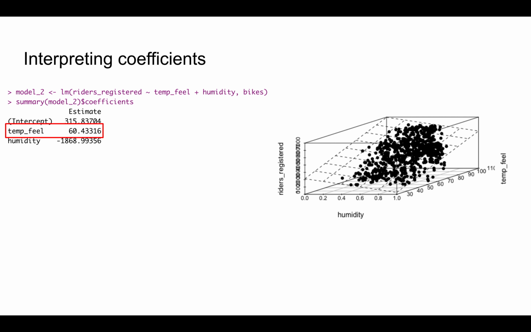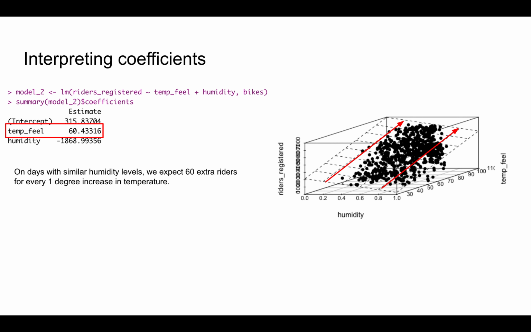Second, we saw that the temperature coefficient corresponded to an expected bump in ridership when temperature increased by 1 degree, from 50 to 51 degrees. This is true in general. On days with similar humidity levels, we expect 60 extra riders for every 1 degree increase in temperature. Visually, this coefficient corresponds to the rate of increase or incline when we slice the plane at any humidity level.